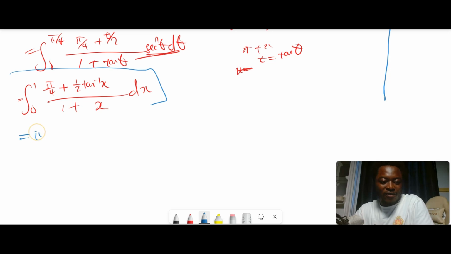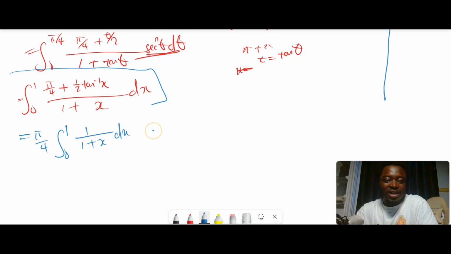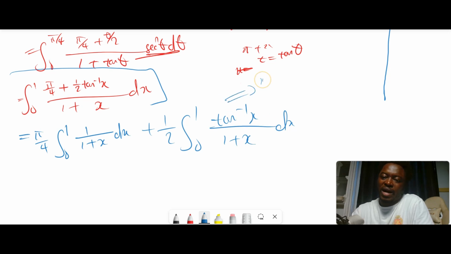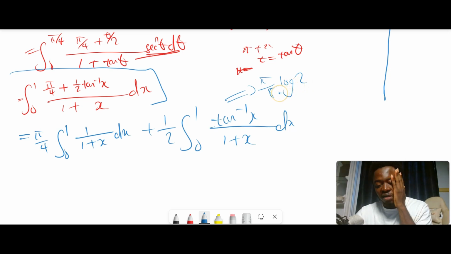So this will be pi over 4 times the integral from 0 to 1 of 1 over 1 plus x dx, which is simple. The only one that is going to give us an issue is this one, where you have a half the integral from 0 to 1 of tan inverse of x, all divided by 1 plus x dx. And this is the so-called sqrt integral. This integral equals pi over 8 log 2, I believe. Should be equal to pi over 8 log 2. Well, we're going to deal with this integral, but let's just take this.